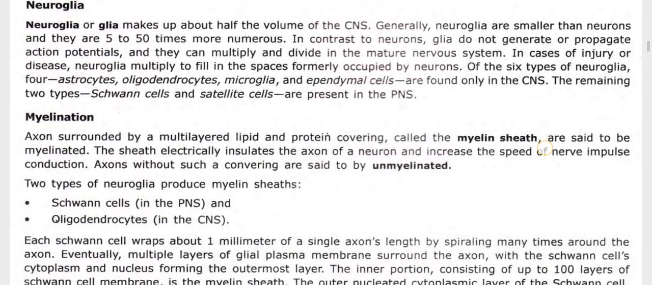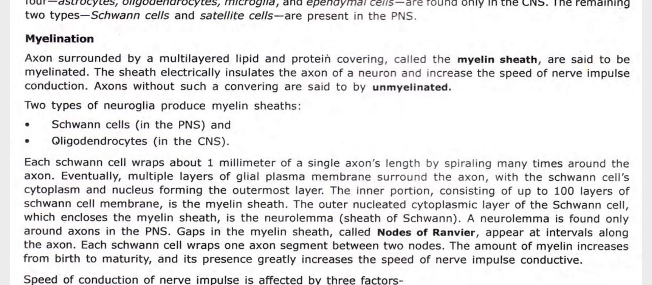Then myelination. Axons surrounded by a lipid and protein covering called the myelin sheath are said to be myelinated. The sheath electrically insulates the axon of a neuron and increases the speed of nerve impulse conduction. Axons without such a covering are said to be unmyelinated. Two types of neuroglia produce myelin sheaths: Schwann cells in the PNS and oligodendrocytes in the CNS.